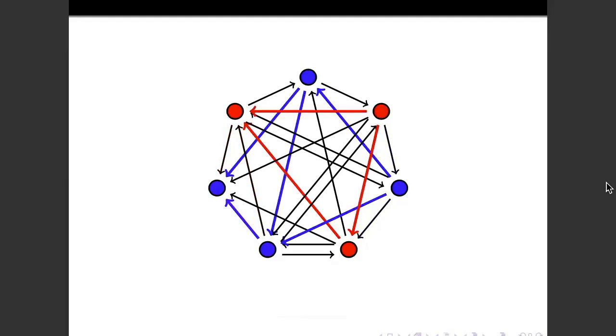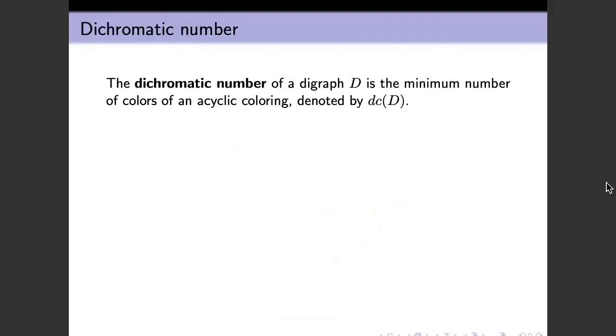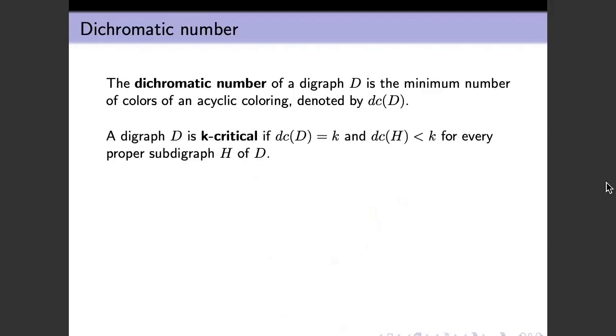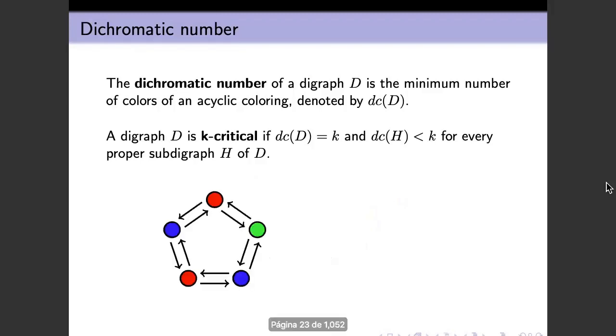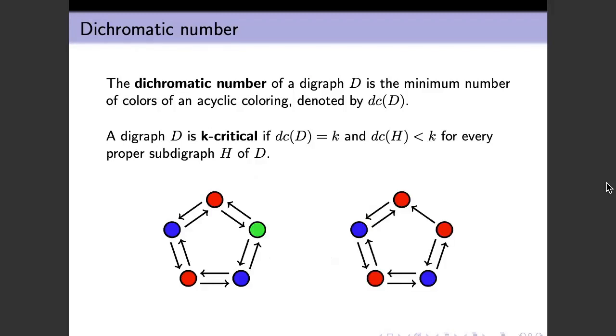Then we define the dichromatic number. The dichromatic number of a digraph D is the minimum number of colors in an acyclic coloring, denoted by dc(D). A digraph D is k-critical if its dichromatic number is k and the dichromatic number of every proper subdigraph of D is smaller than k. For example, this digraph has dichromatic number 3, but if we remove any arc, the dichromatic number is smaller.